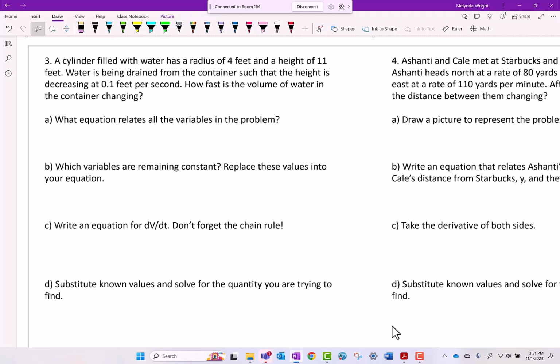Okay. So I need to draw a cylinder. We need to draw a cylinder as we're doing our setup. Okay, so I've got my cylinder.